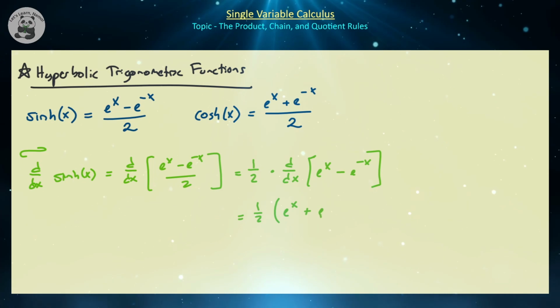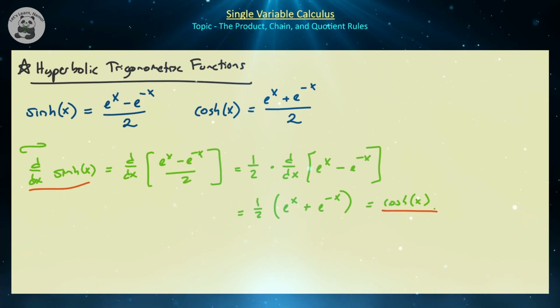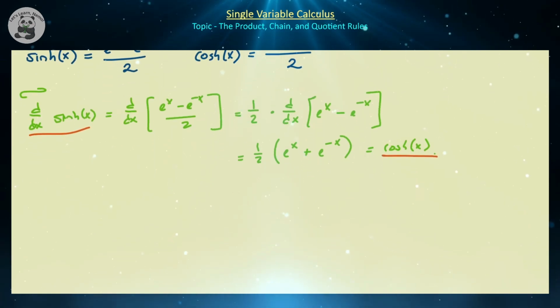So that's going to change that sign to a plus. And obviously that is precisely the definition of hyperbolic cosine. So the derivative of hyperbolic sine is hyperbolic cosine. So that sort of matches with the circular trigonometric functions. Let's look at the other one. What would be the derivative of hyperbolic cosine?